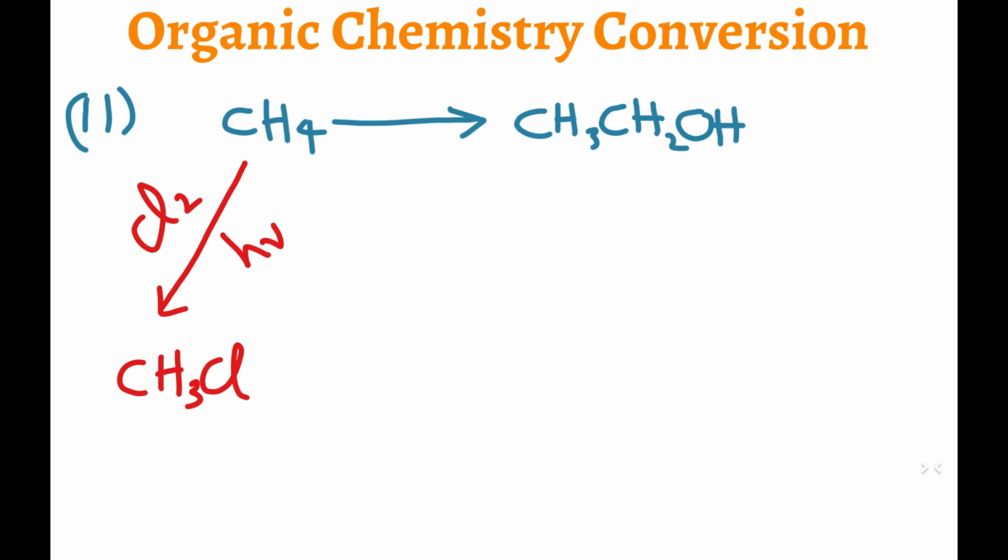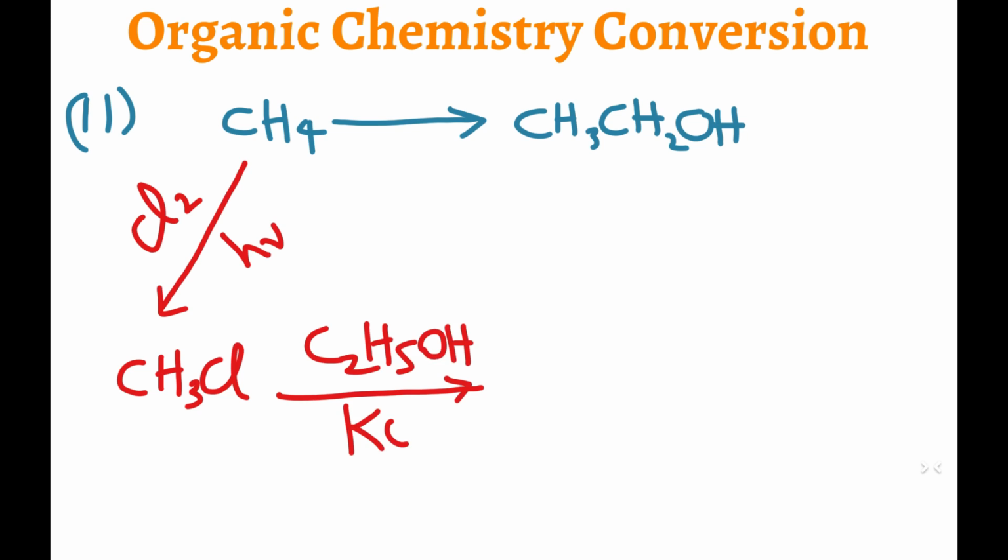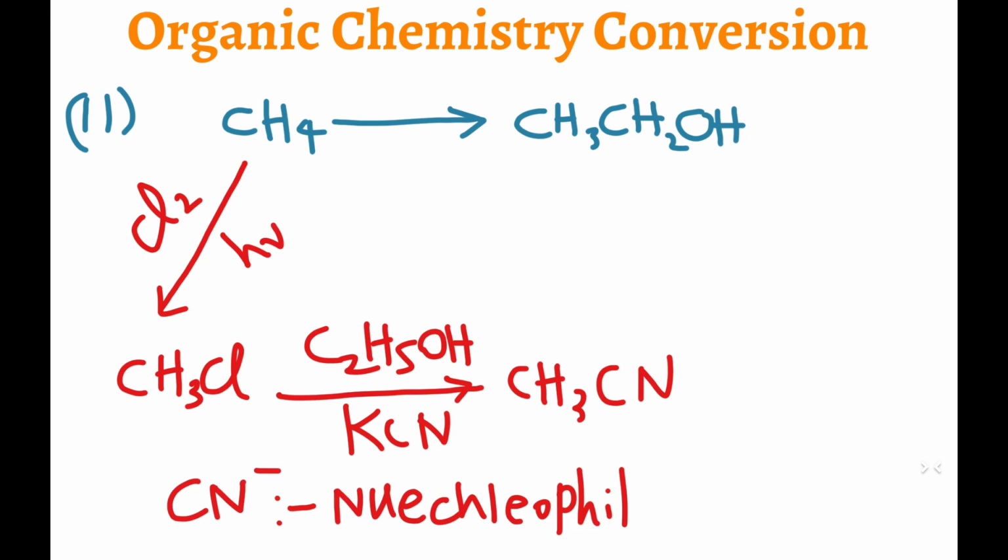CH3Cl. That means chloromethane. After making chloromethane, we have to use alcoholic potassium cyanide. For the alcohol, I can use ethanol. I use ethanol and potassium cyanide. Then CH3Cl and CN minus. This CN minus is a nucleophile, and this CN minus nucleophile substitutes for chlorine. Then this reaction becomes a nucleophilic substitution reaction.